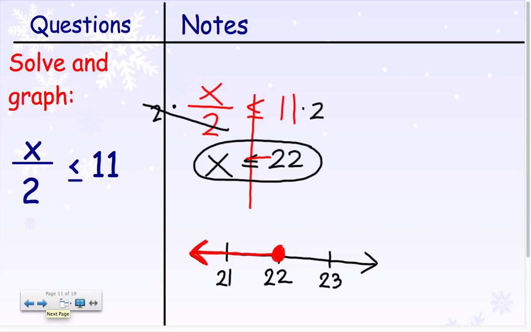Let's see if that makes sense. If x is less than or equal to 22, numbers that are less than or equal to 22 would be 22, 21, 20, and so on. Are those numbers shaded? Yep, 21, 20, 19, all those numbers ended up shaded. So that is my answer.